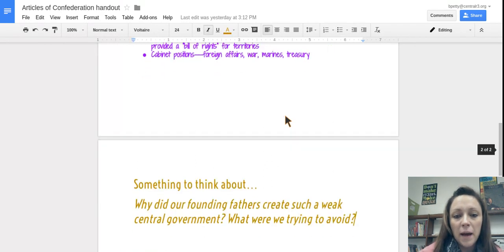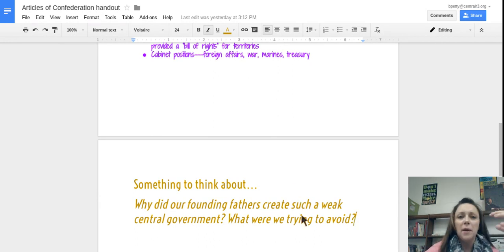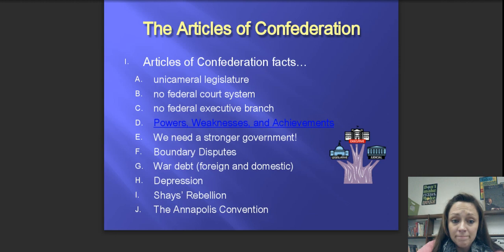So something to think about, and this is something we're gonna talk about in class: why did our founding fathers create such a weak central government, and what were we trying to avoid by creating that confederation that obviously didn't work?